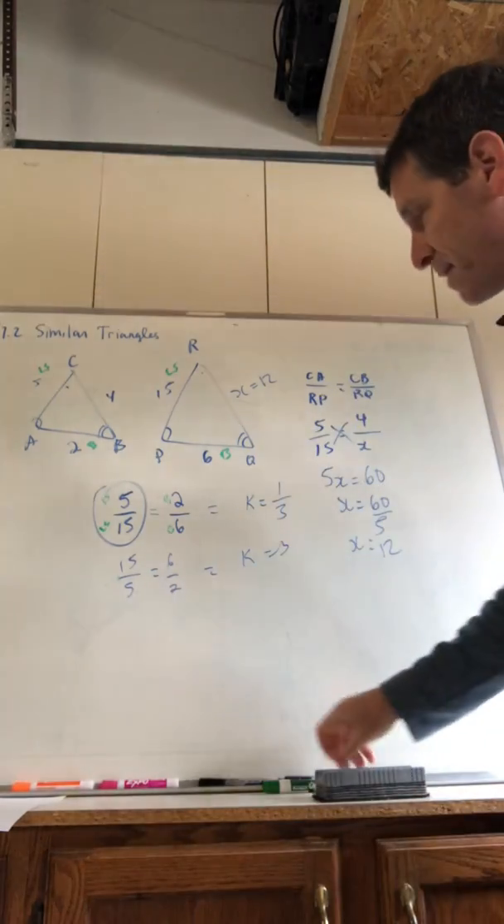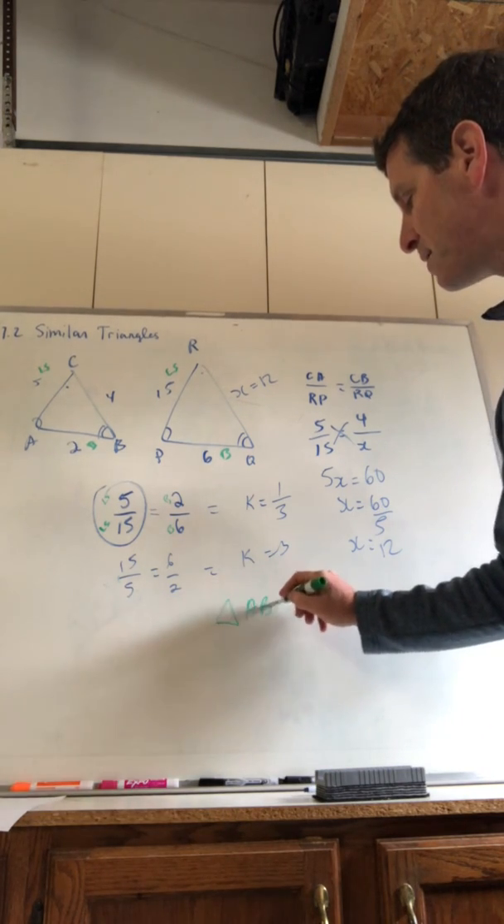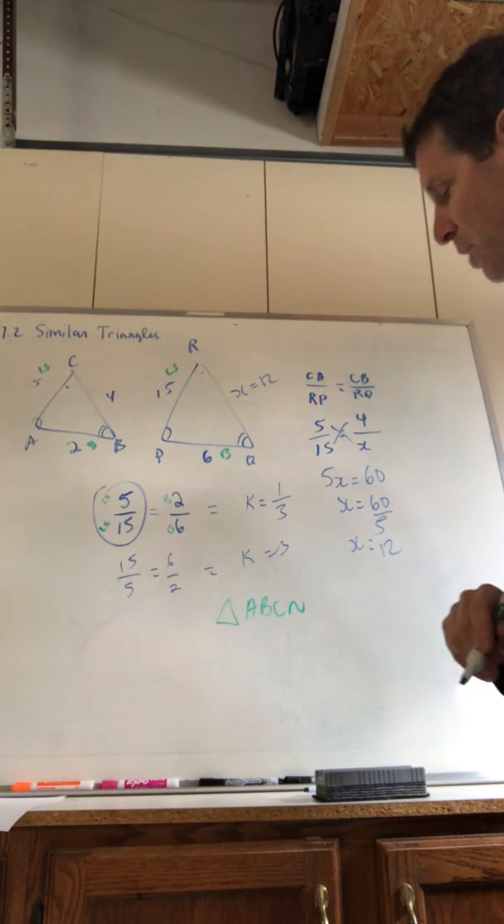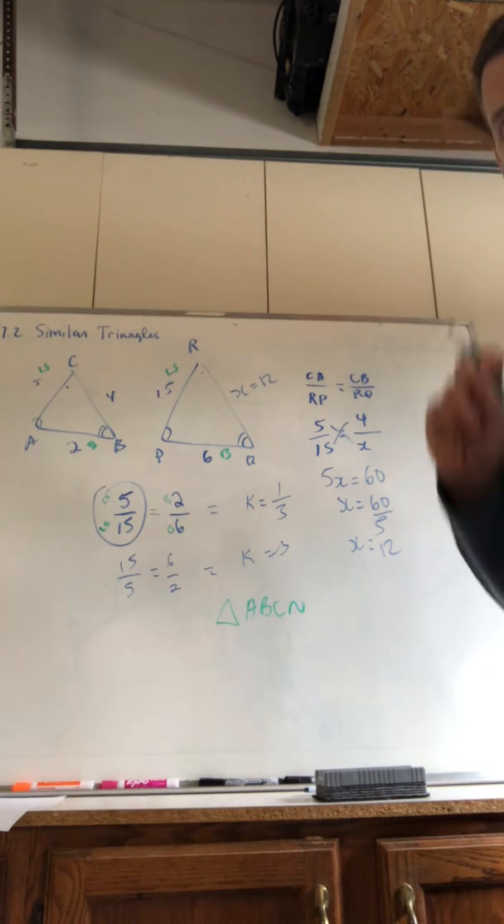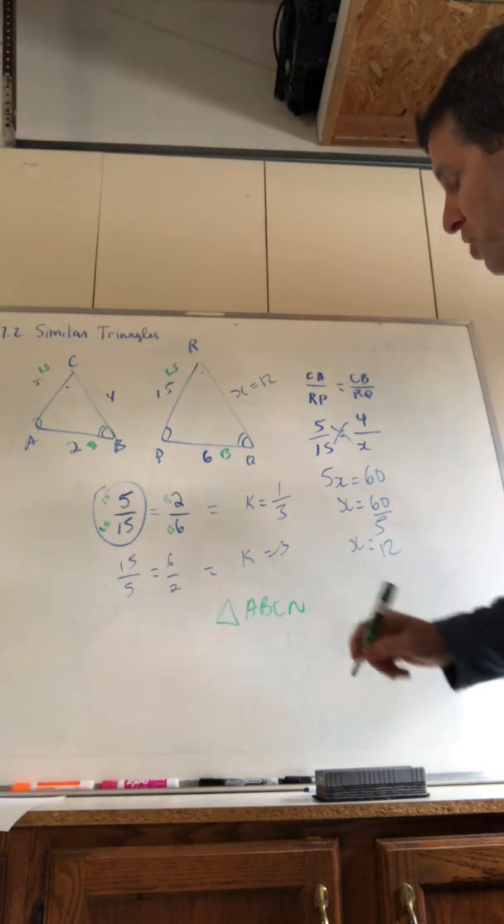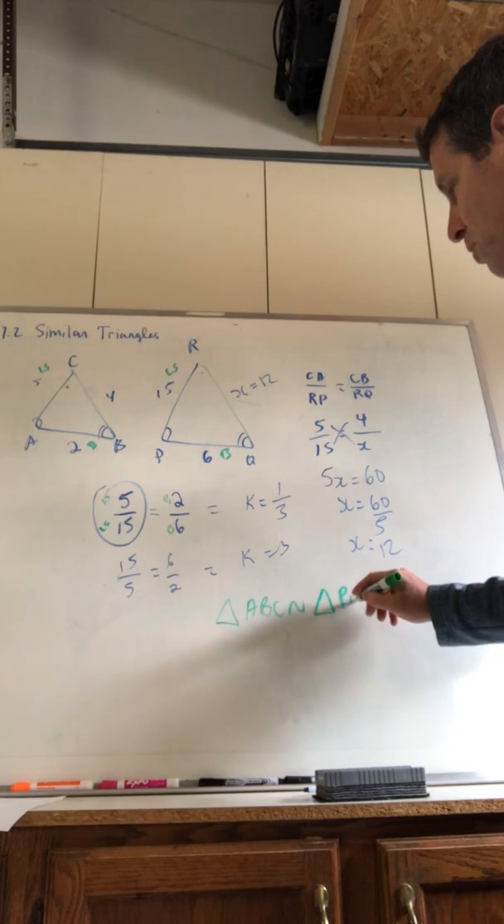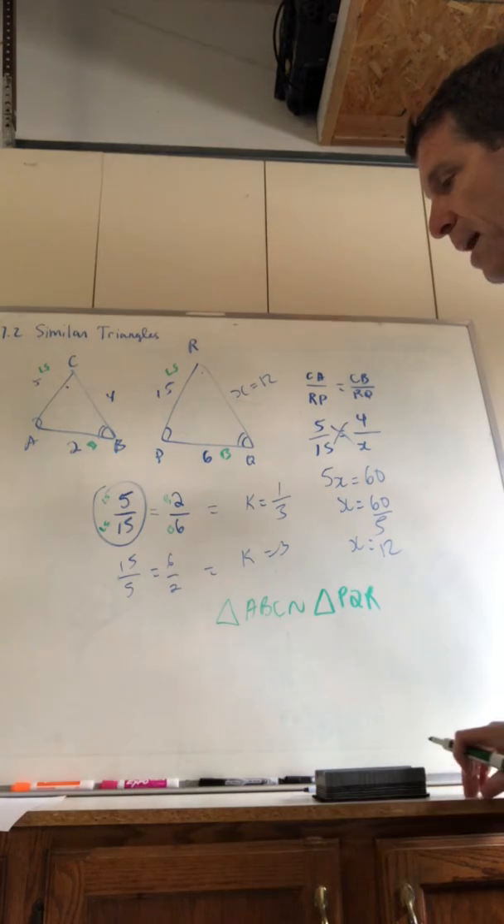In this case, we can say that triangle ABC is similar. It's that little squiggly line. So congruent is a little squiggly line with an equal sign underneath. Similar is just the little squiggly line on its own. And that's similar to PQR.